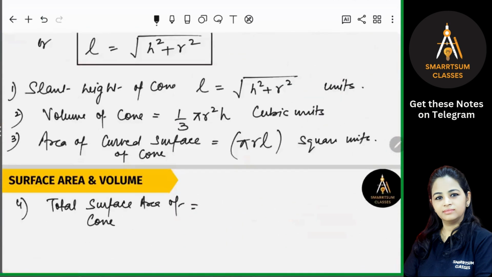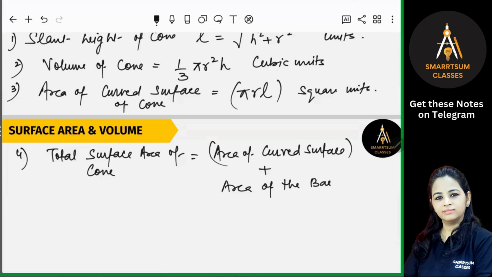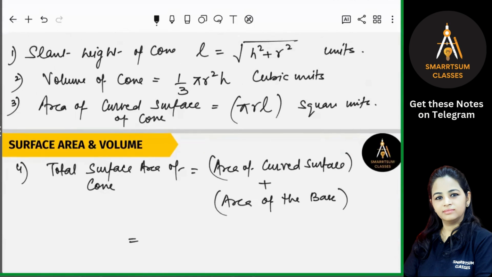cone, right? So write down, total surface area of the cone is equal to area of the curved surface plus area of the base. If you add the area of both the surfaces, you will get the total surface area for the cone. Now, what is the curved surface area of this cone? We have already seen the formula, that is pi r L, right? So pi r L plus the area of the base.